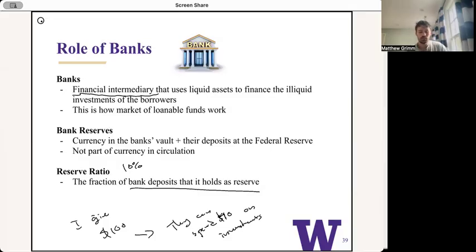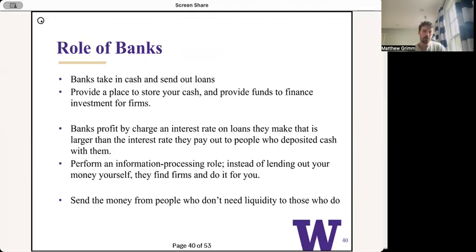Very nice. Okay, so banks take in cash, they send out loans. It provides a place to store your cash, provides funds to finance investments for firms. This is kind of what they do. They take our cash and then they give it out to try to invest. And they make money doing this, right?